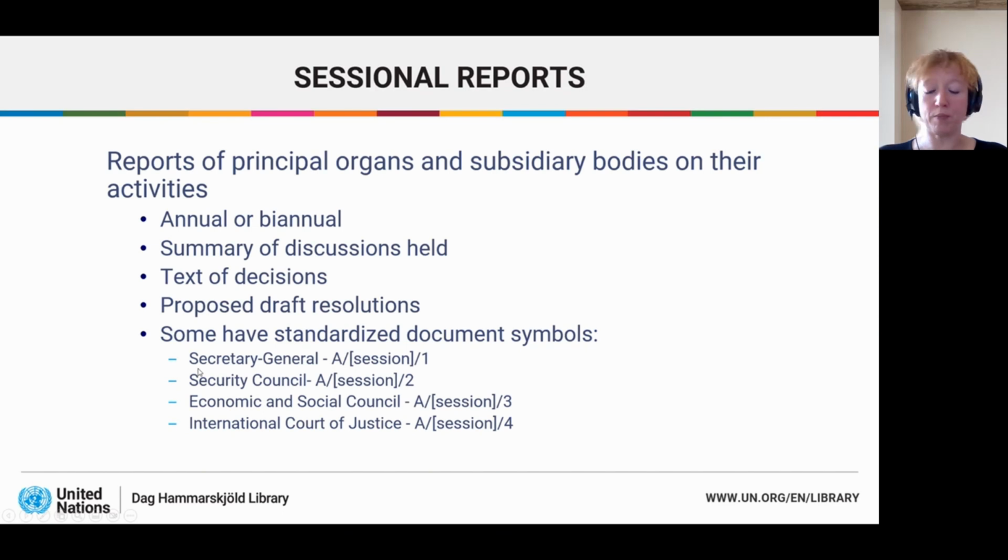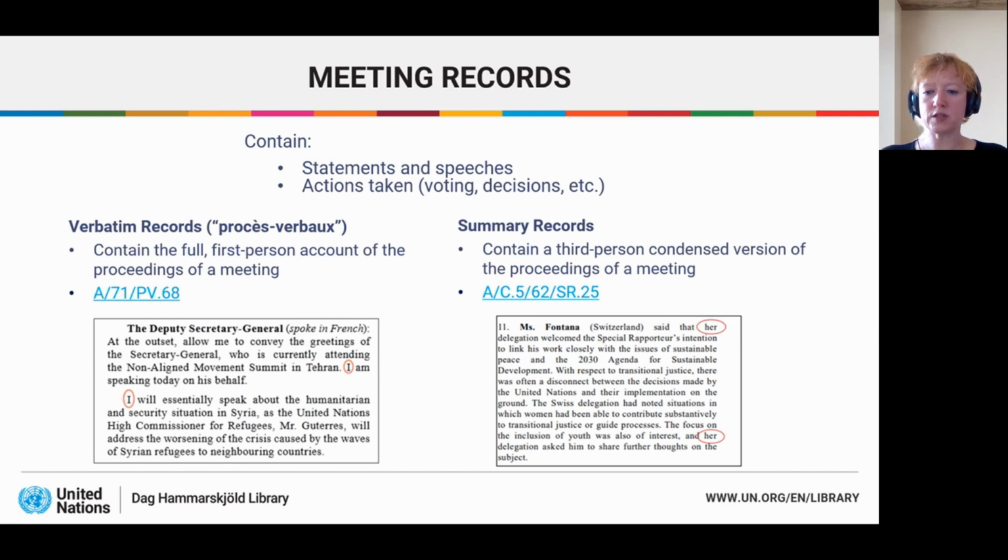So the report of the Secretary General always has the document symbol A/session information/1. The Security Council report is always number 2, Economic and Social Council number 3, and ICJ is number 4. So again, we have standardized document symbols, which can make research easier. So the reports feed into meetings, and for meetings, we have meeting records.